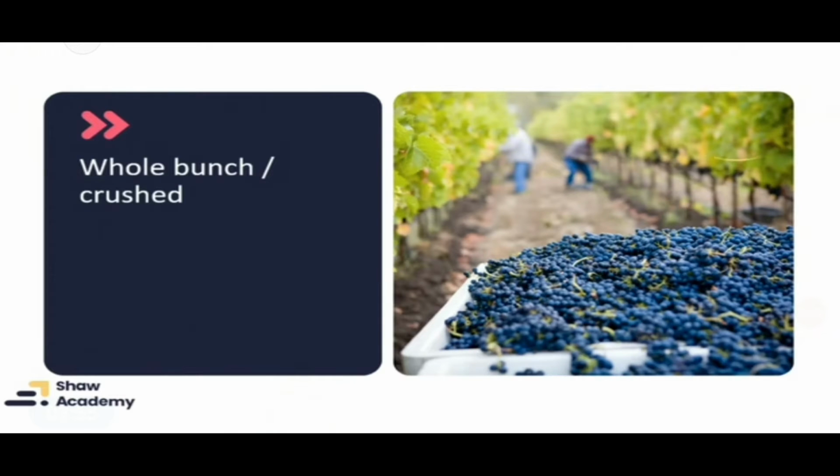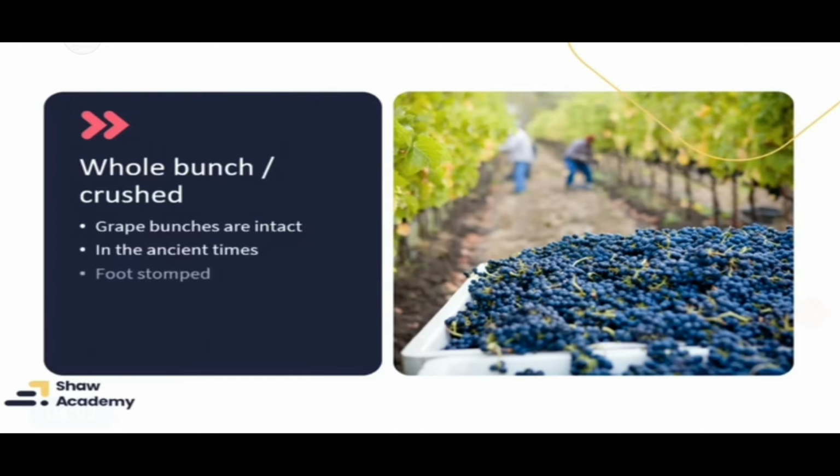Whole bunch is where the grapes are still attached to the stems. This is how wine was made essentially in ancient times. Grape bunches were put into the fermentation vessel just as is, and they were stomped by foot to break up the berries and release some of the juice. The grapes and the stems all ferment together.